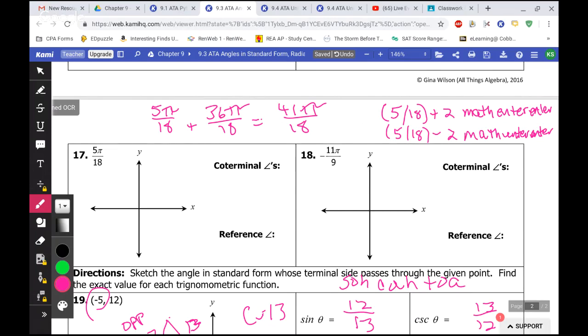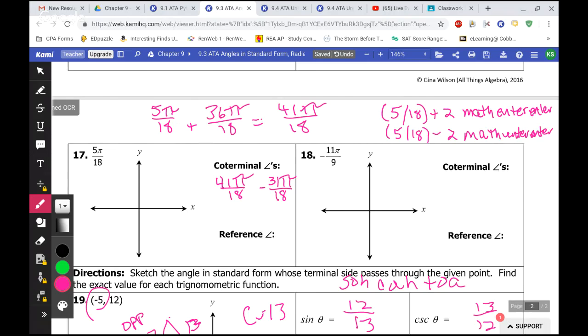Math, enter, enter. So if you do the minus, my coterminals are 41 pi over 18 and negative 31 pi over 18.